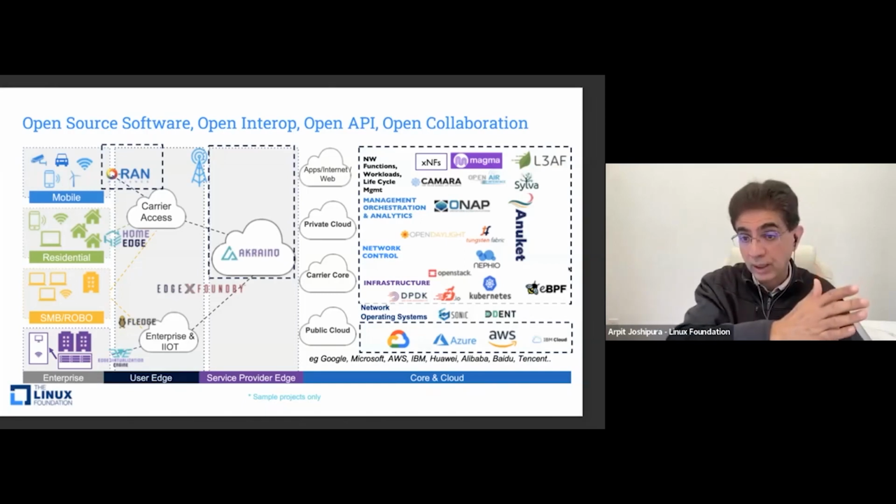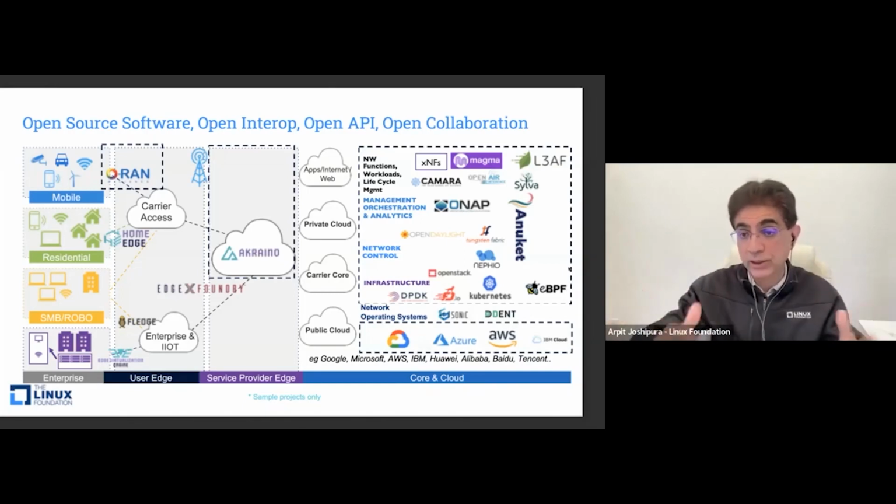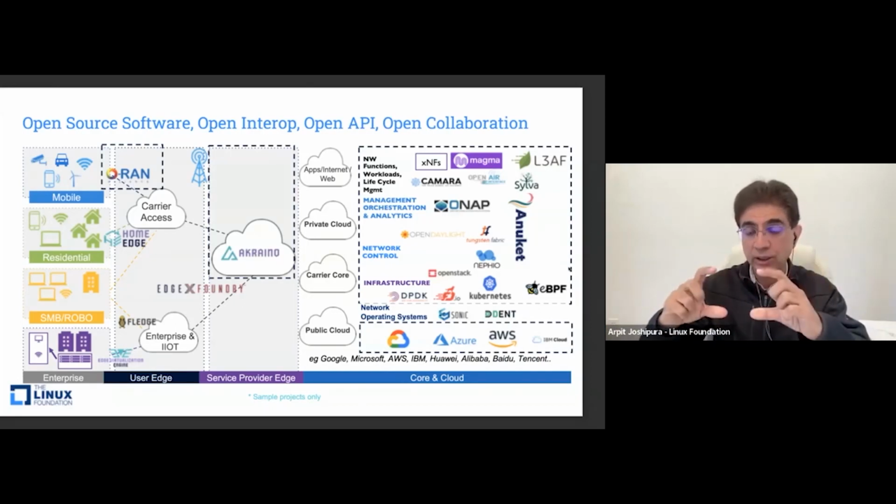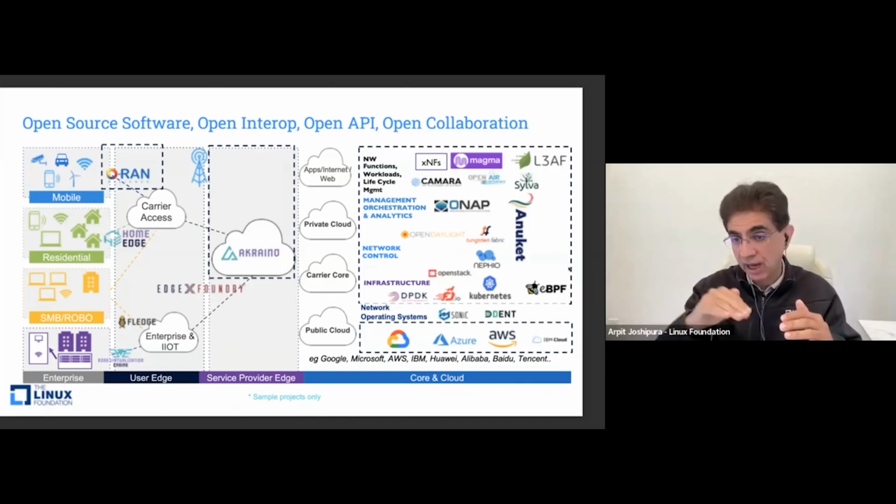So you could say, oh, there are so many projects. Yes, but each project has a focus, it has a community, it has a use case, right? So DPDK, Kubernetes, FDIO, right?